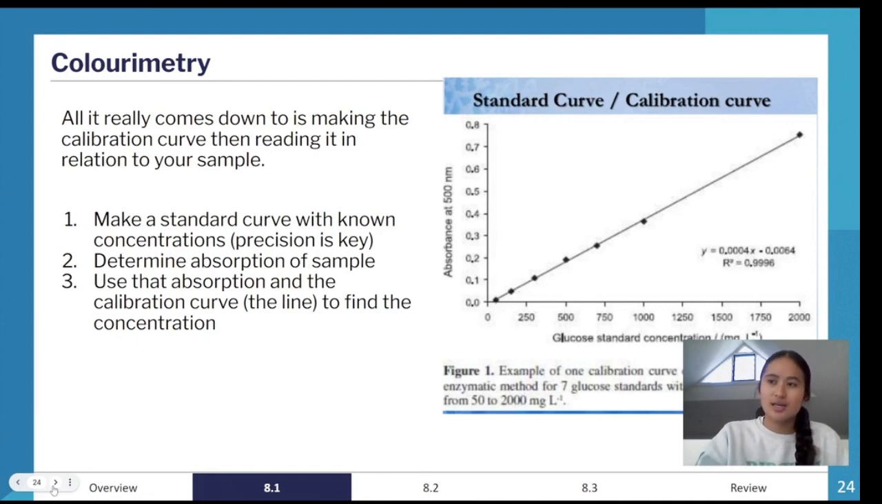But if not, the standard way to approach this is you get your absorbance. Let's say it's 0.3. You just draw a line across until it hits the line, and then you draw a line down, and it hits the line again, and then you read off the concentration. So basically, that's all there is to colorimetry, just being able to read off that graph or use the equation of the line to find out your absorbance or your concentration. That's really all you have to do for colorimetry.